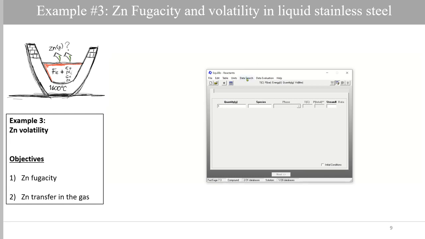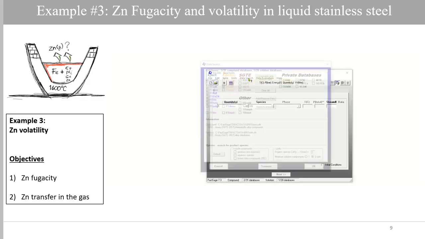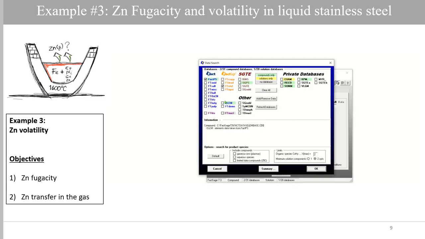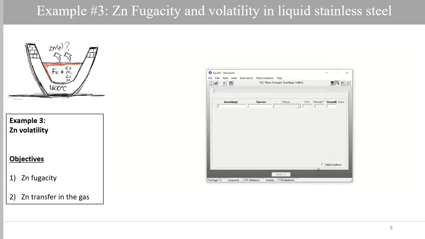So the first step to do is always to check the databases that are activated. So if you go in data search, you can see that at the moment I have the FactPS as well as the FSTL database that are activated. This is exactly what I want. Like I've just mentioned, we want to work on a 100-gram basis. So we have the right unit, so we're going to work in gram, and I'm going to add some reactant.